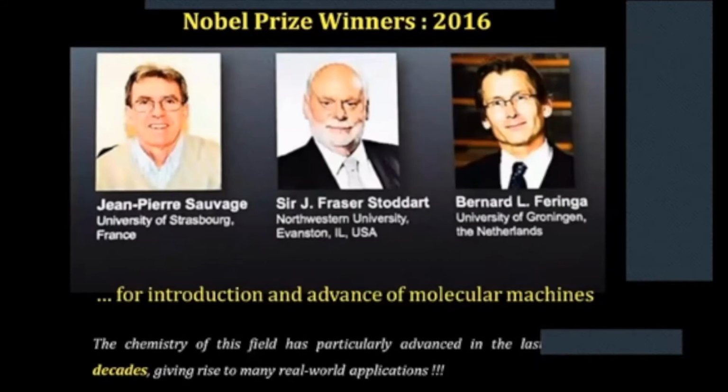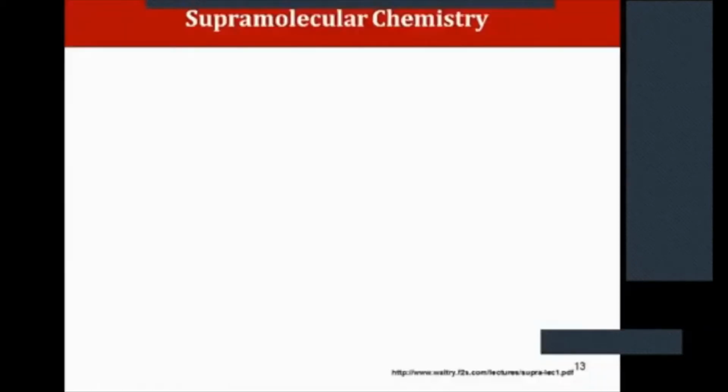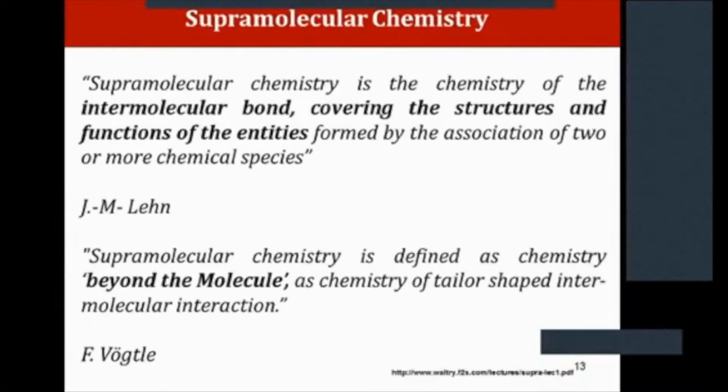So what do these scientists say? Supramolecular chemistry is the chemistry of the intermolecular bond, covering the structure and functions of the entities formed by the association of two or more chemical species, purely through non-covalent interactions, by Jean-Marie Lehn. And Professor F. Vögtle said it is chemistry beyond the molecules. We can classify supramolecules into three types. One is the chemistry of molecules built with specific shapes or architectures. Examples are rotaxane, catenane, dendrimers, fullerenes, and carbon nanotubes, etc. I will show that later.